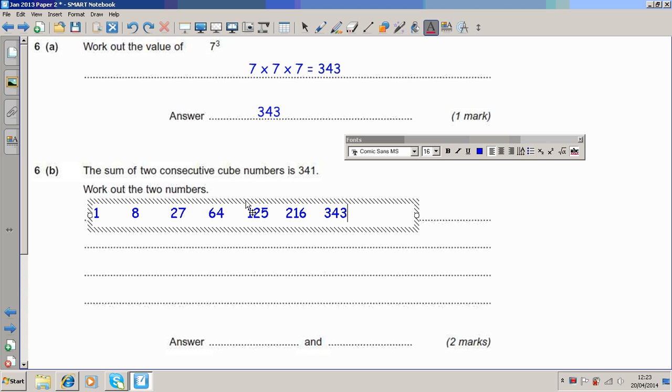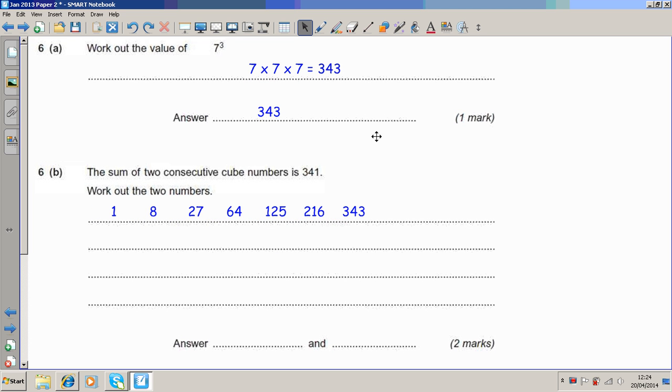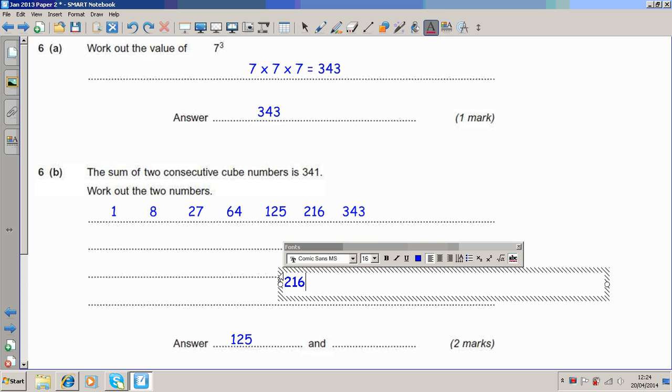Now, I know I don't need to go any further than that because the sum means add. So 2 of these numbers that are next to each other add up to 341, so there's no point going further than that. So now it's just a case of trying to plug in which 2 of these add up to 341. Because it's consecutive, it means they're next to each other. So 8 and 27, 35, no good. 27 and 64, it's clearly nowhere near. 64 and 125, 189, no good. Here we go, 125 and 216 is 341. So the 2 numbers are 125 and 216.